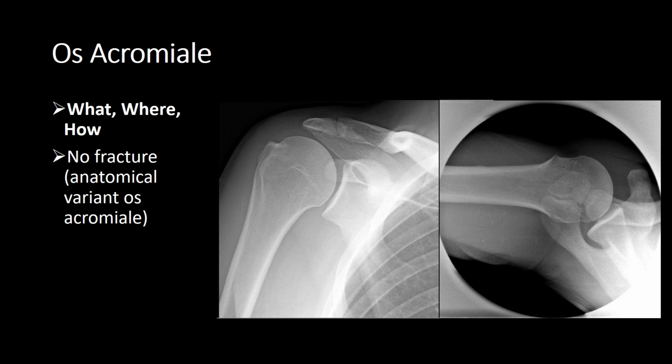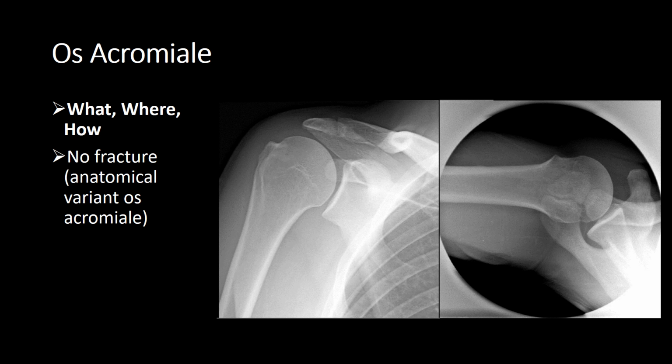Os acromiale is an anatomical variant which is located, as you can imagine, at the acromion. We can just see it here on the Grashey view. However, on our axial, we can quite clearly see the margins of os acromiale. We can see that the two opposing cortices are clearly delineated. They're densely sclerotic, indicating that this is a chronic appearance and should not be misconstrued as a fracture.